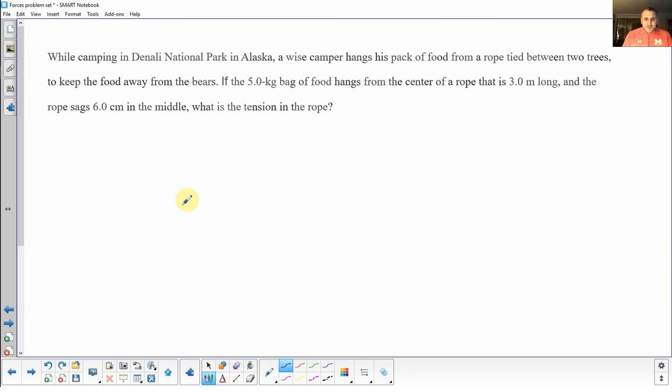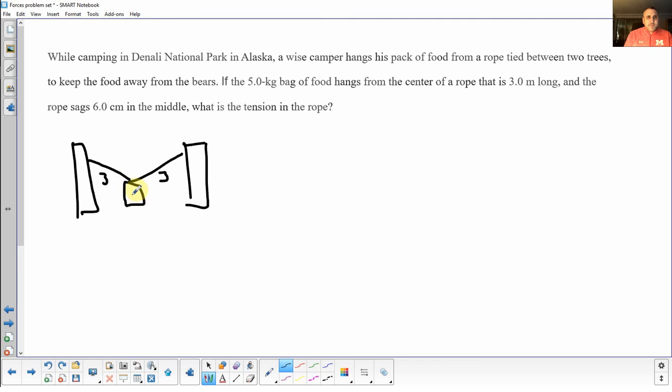This is difficult. And it sort of begs the question. I'm just going to draw. So we got 2 trees. And we've got this rope, which is 3 meters on this side and 3 meters on this side. And there is a 5-kilogram sack of food in the middle. And we know that this thing sags by 0.06 meters. Why is it 0.06? Because it is 6 centimeters.